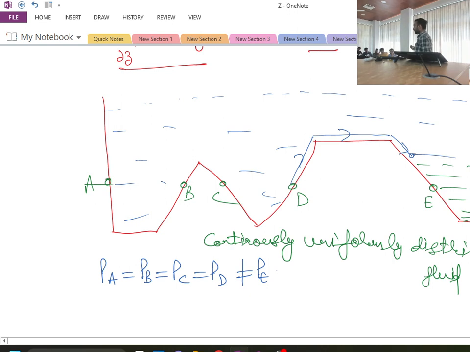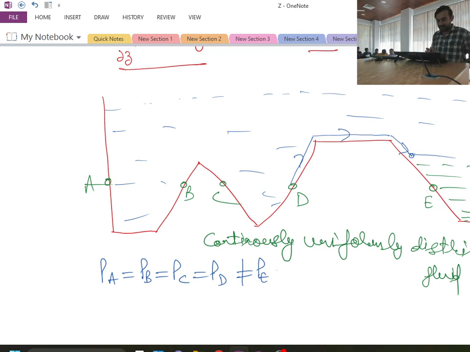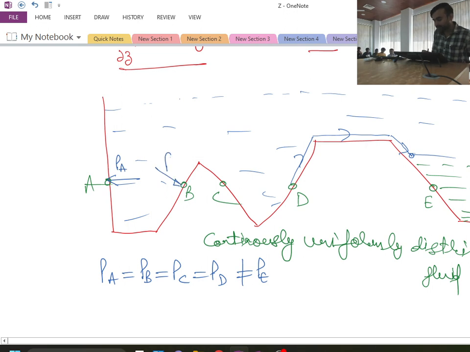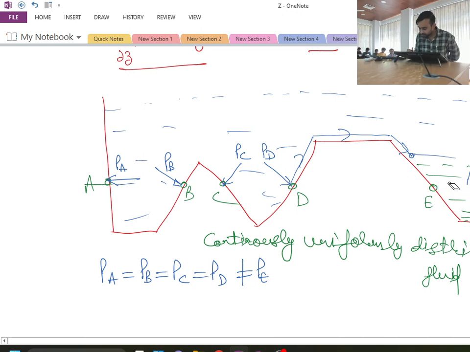Another important point is that whenever we talk about pressure, pressure will always act normal to the surface. So at point A pressure will act in this direction, at point B in this direction, at point C in this direction, at point D like this, and at point E it has to be normal, so it will be like this. So this will be the pressure at point E.